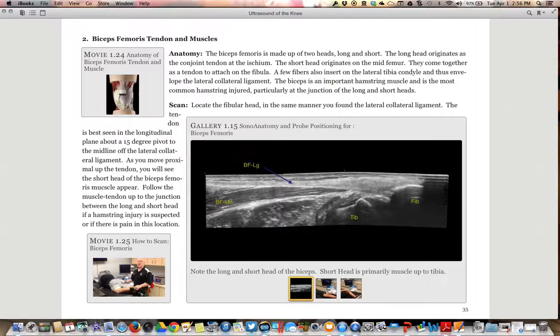Let's look at the biceps femoris now in greater detail. The biceps femoris is made up of two heads, the long and short head, which come together to insert primarily at the fibular head. It does have multiple other insertions, which can be complex and beyond the scope of this discussion. Let's review the anatomy of the biceps and the sonoanatomy of this.